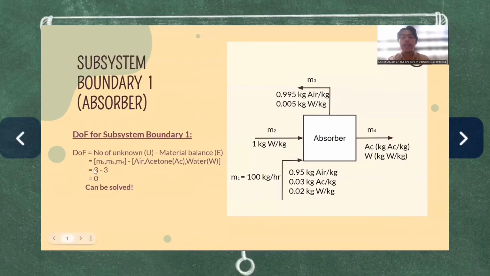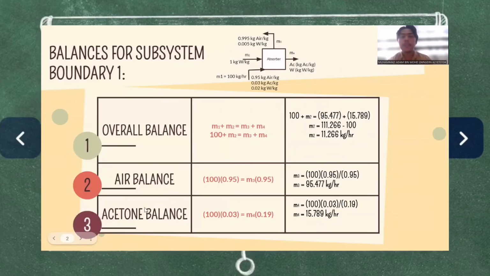Basically, we already know the number of unknowns and material balances. We get 3 unknowns, which are M2, M3, and M4, and 3 material balances, which are air, acetone, and water. So the degree of freedom equals the number of unknowns minus material balances, which is 3 minus 3 equals 0. It means that it can be solved because we have the necessary equations related to the unknowns. Since the degree of freedom is 0, we can find all the unknowns in this flowchart for subsystem boundary 1, the absorber.